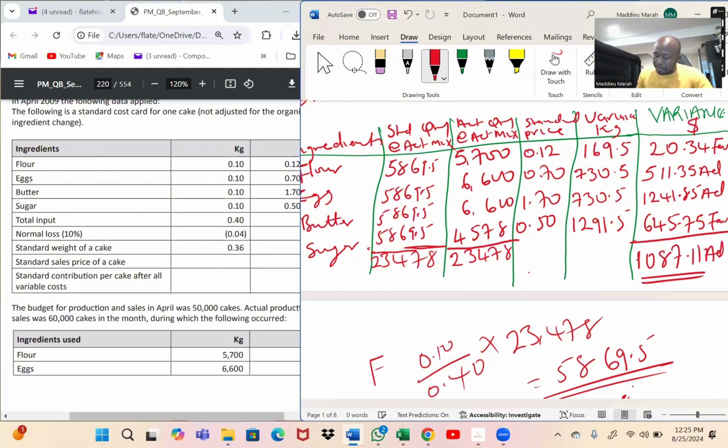So this is my material mix variance. My material mix variance is 1087.11 adverse variance. Okay, I hope this makes sense, but don't worry, this is the first example. We'll do 2 to 3 questions on mix and yield variance. By the time we get to the second example, it will flow. So this is our material mix variance. Let's go for the yield variance.